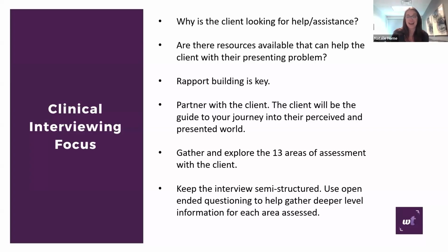They might be anxious or nervous, so try to make the playing field pretty even and show that you're there to find out about their world, that you're not the expert, they're the expert in their own lives. Go through all areas of the assessment, keeping the interview semi-structured, using open-ended questions to gather deeper information, but also allowing the client to take the reins.